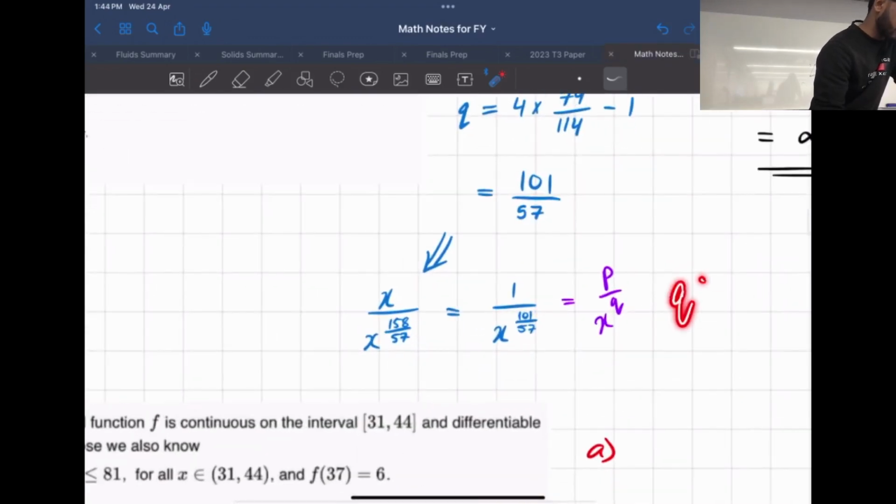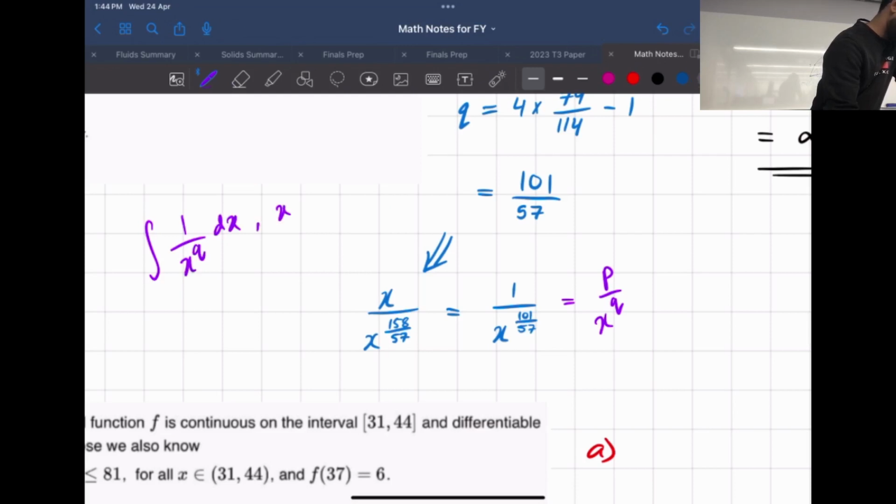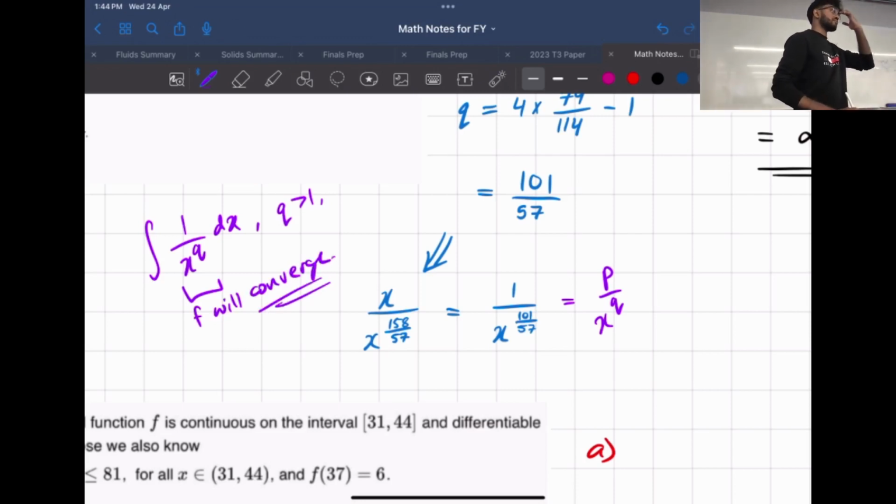Since our q on the bottom is greater than 1, if we have an integral of 1 over x to the power of q dx, where q is greater than 1, our function f will converge. So we'll call this the limit form of the comparison test. Any questions? Okay.